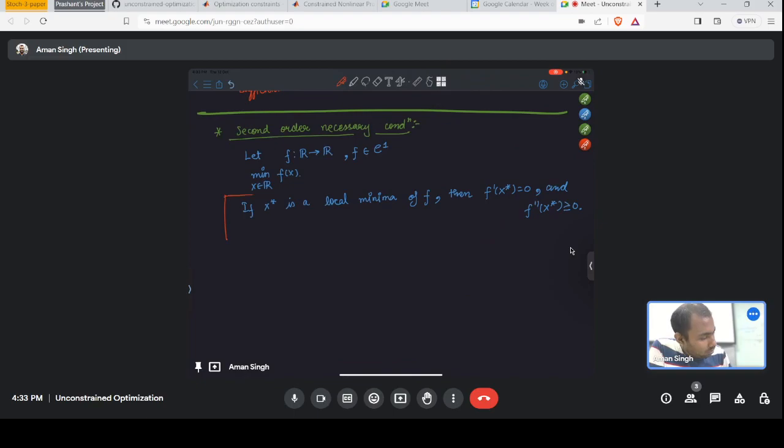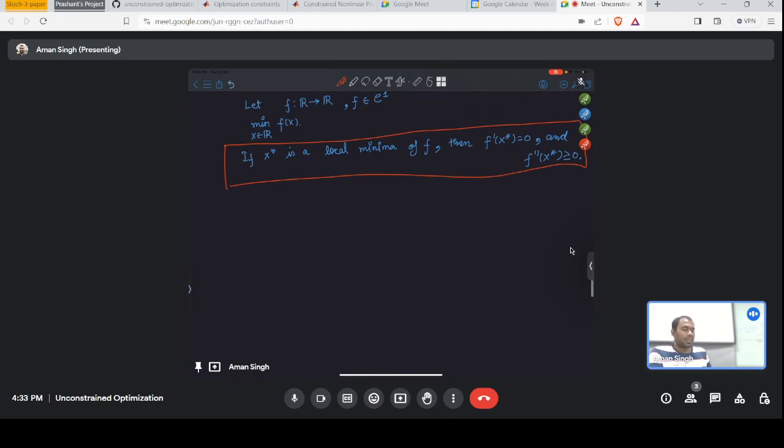So this condition, similar to this, you would have studied in your class 12th, and that is correct, that if some point is a local minima, then you'll find that f dash x star is 0 there, and you'll also find f double dash x star will be greater than equal to 0. It will never be negative. So that's what this theorem or condition says. So we'll first prove why this is so.